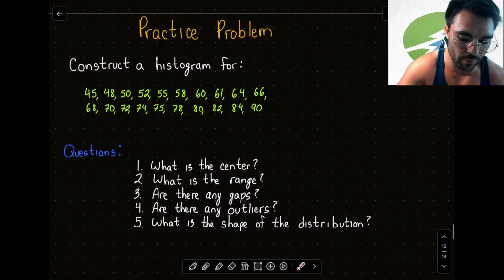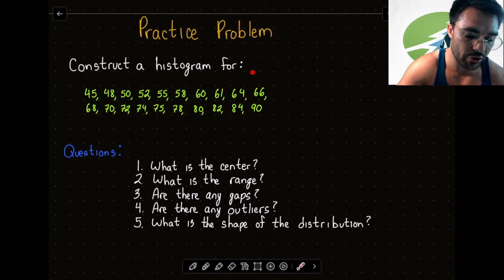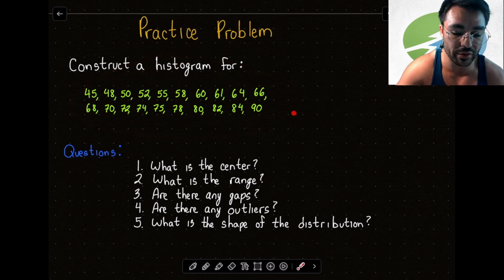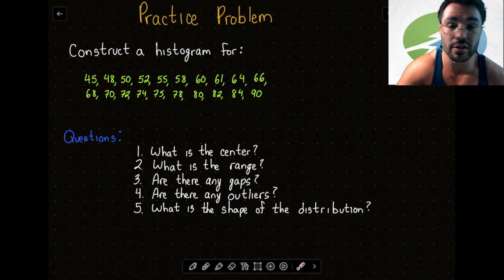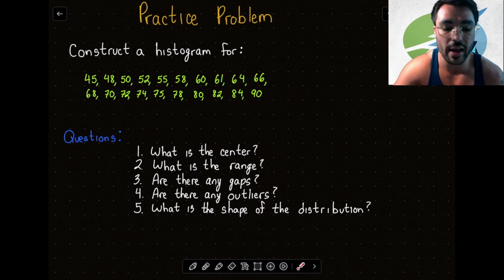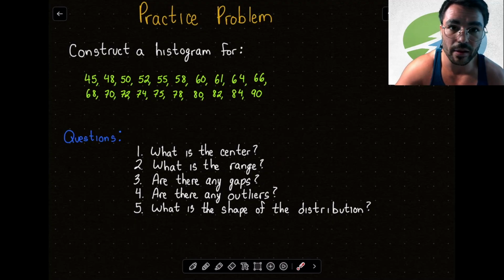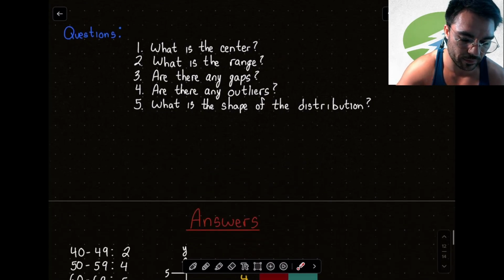All right, here we have a practice problem. Construct a histogram for this data set over here. Again, I have it written for you in ascending order. It will not always be that way. And answer the following questions. I'll give you a moment now to pause, and you can take a look at this. All right. I hope you took a look. Let's check out the answers.